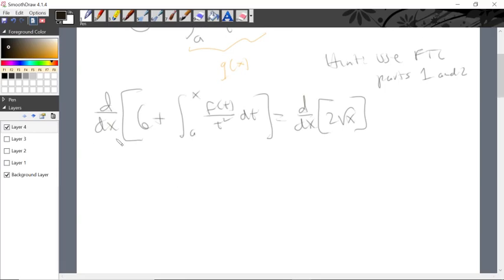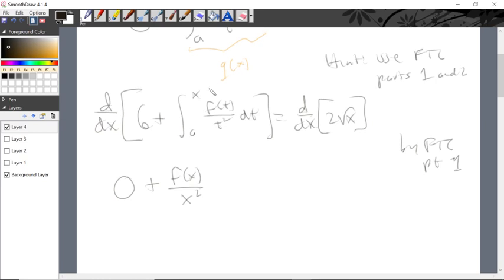So on the left-hand side, the derivative of 6 is equal to 0, and the derivative of this is going to be, by the fundamental theorem of calculus part 1, this derivative right here. And of course, if the lower bound is constant and the upper bound is just x, then we plug x into the integrand. So that's going to give us f of x over x squared.